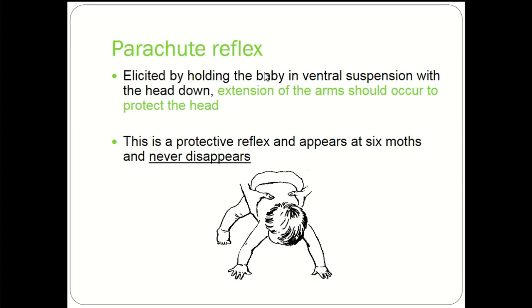Next is the parachute reflex. It is elicited by holding the baby in ventral suspension with the head down. Extension of the arms should occur to protect the head. This is a protective reflex, so it appears at the 6th month but never disappears.